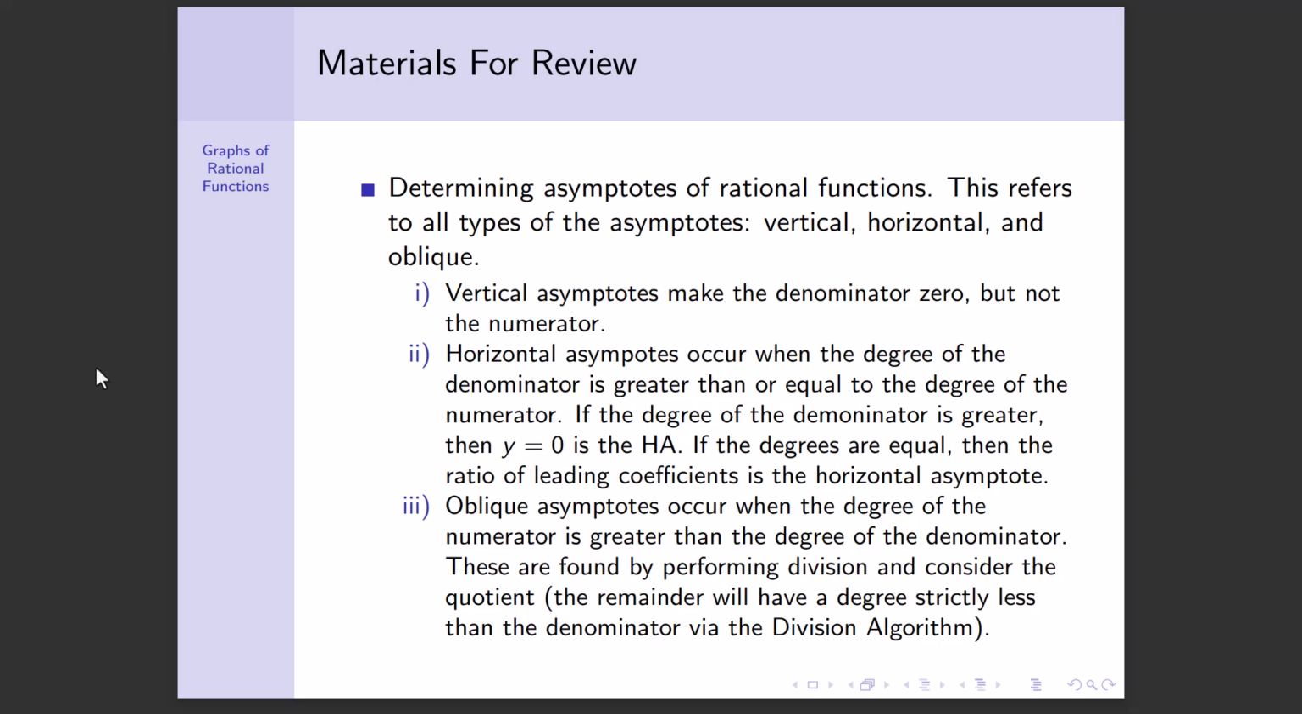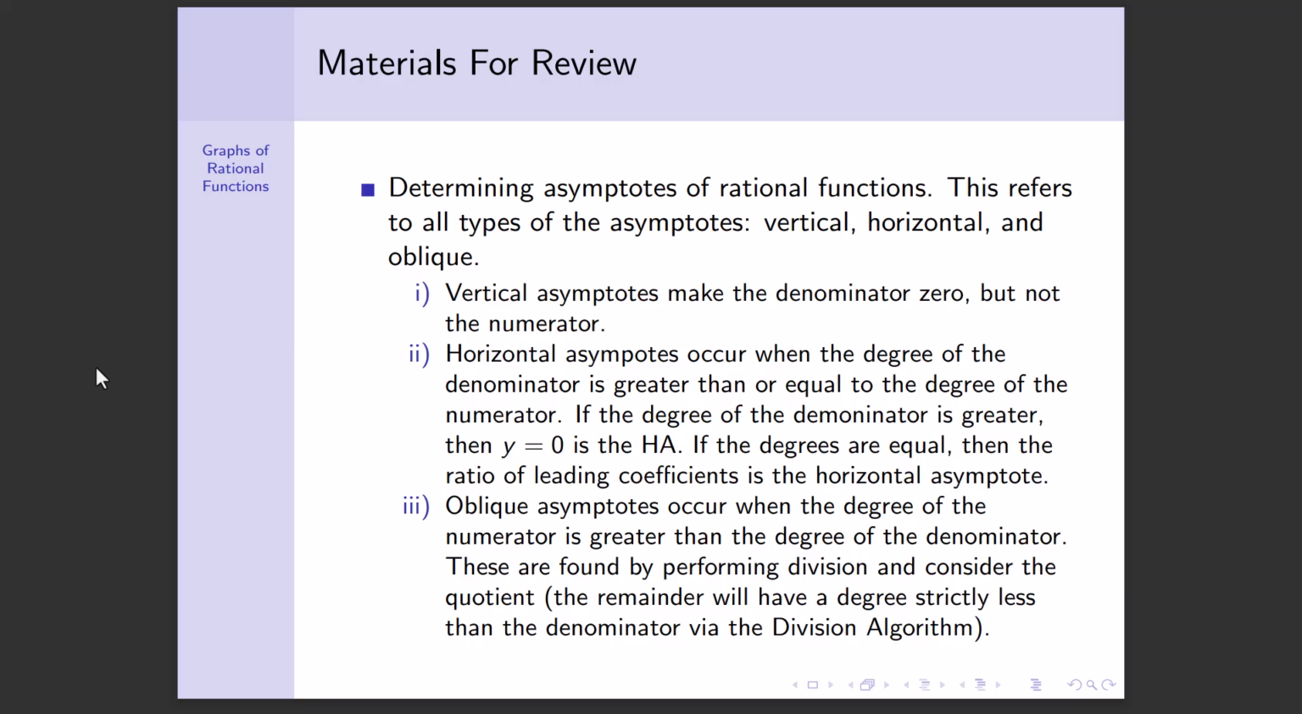We would also like to determine asymptotes of rational functions. This refers to all types of asymptotes, the vertical, the horizontal, and the oblique. Now, vertical asymptotes make the denominator 0, but not the numerator. This is how you identify vertical asymptotes. Horizontal asymptotes occur when the degree of the denominator is greater than or equal to the degree of the numerator. If the degree of the denominator is greater, then y equals 0 is the horizontal asymptote. If the degrees are equal, then the ratio of leading coefficients will be the horizontal asymptote.